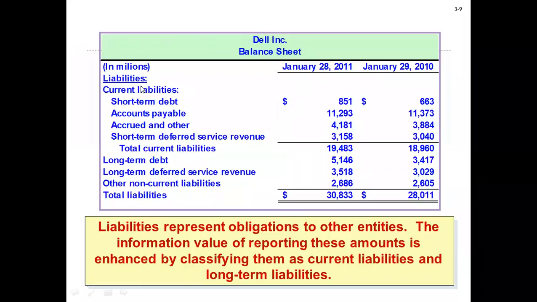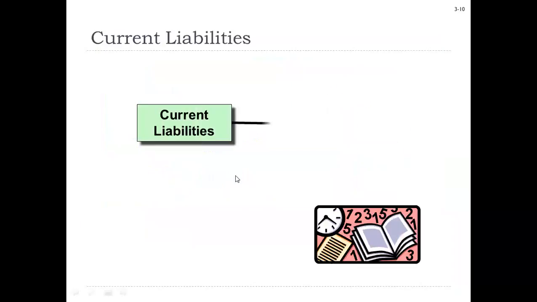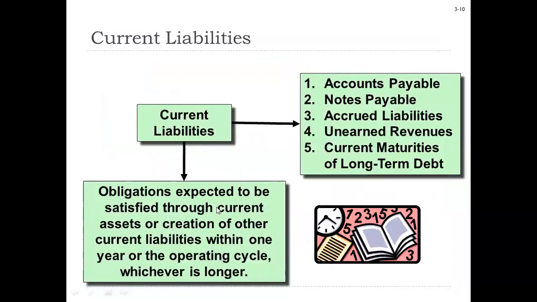So again, these are broken out into current liabilities, liabilities that have to be paid within a year, and long-term liabilities, those debts that are not due until more than a year from now. Current liabilities, again, basically what this is saying is they've got to be paid within a year. Examples of current liabilities are accounts payable, notes payable, accrued liabilities, unearned revenues, and current maturities of long-term debt.